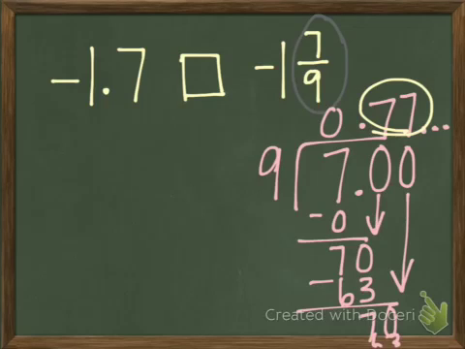The 0.77, that tells me that it's greater than this just 0.7 over here. But I gotta remember, I'm talking about negatives. So my idea switches. This means that negative 1 and 7/10 is greater than negative 1 and 7/9.